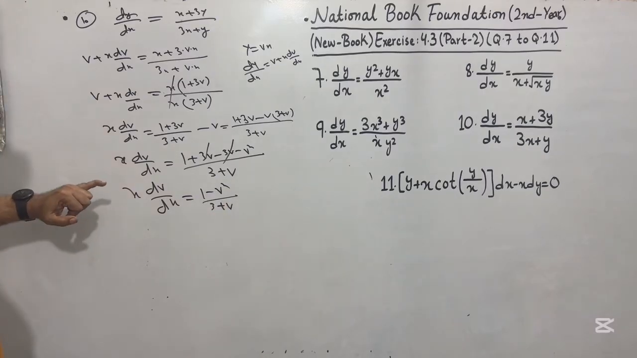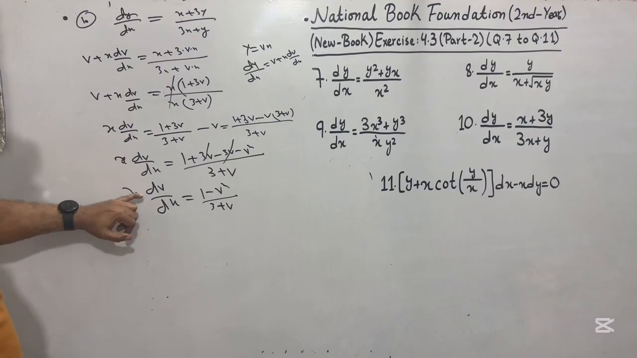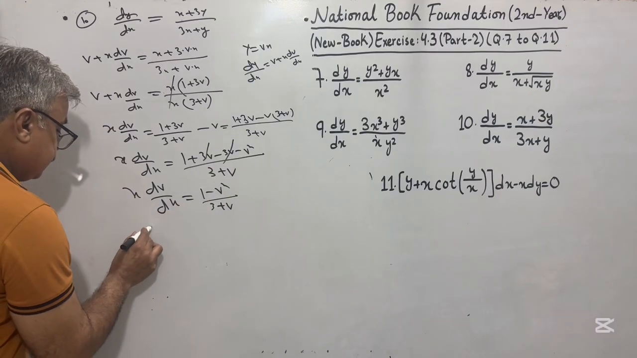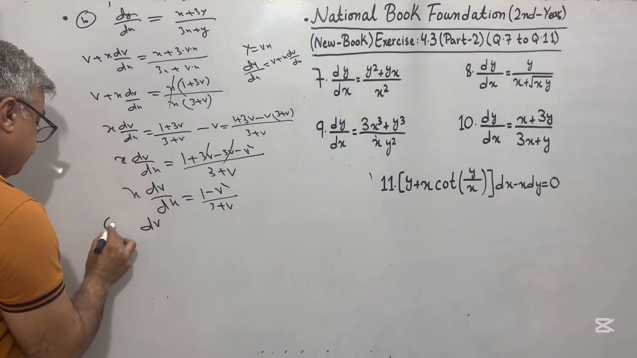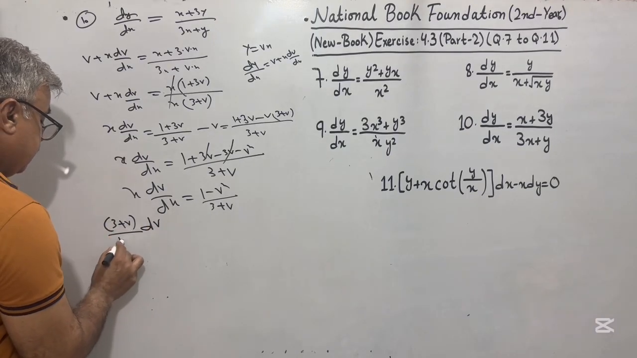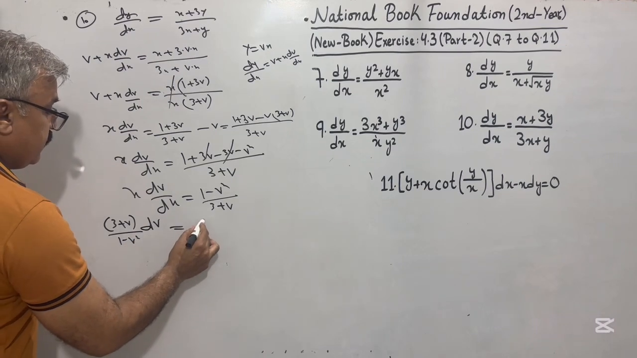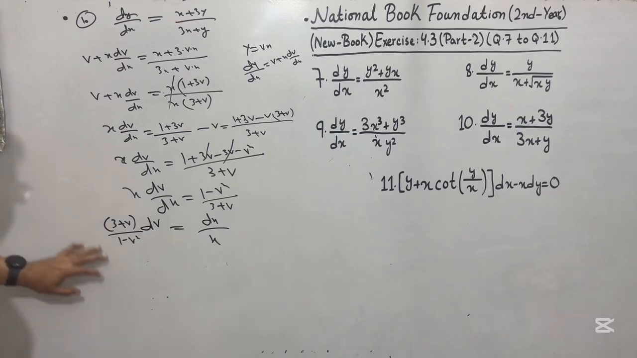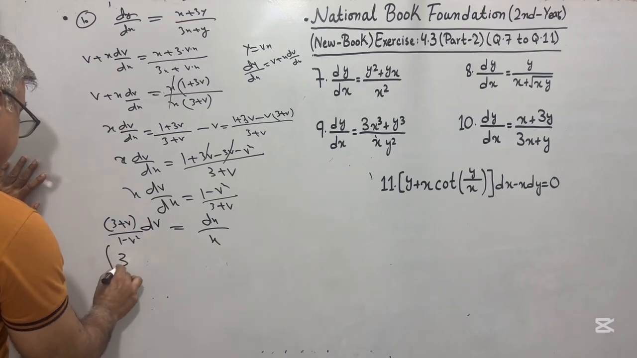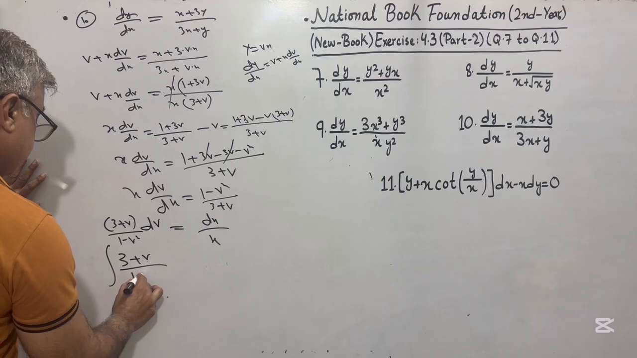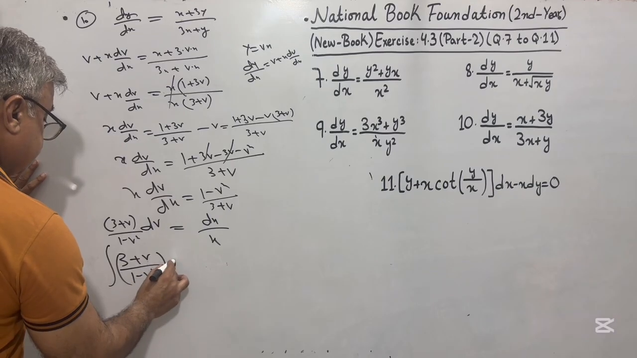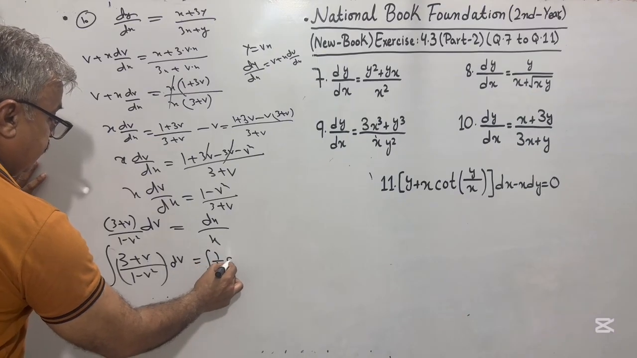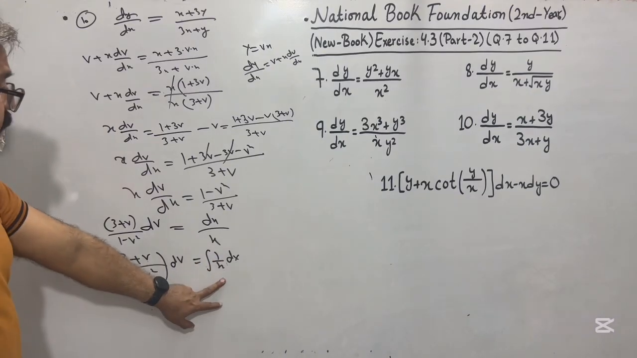Now we need neither dv in the denominator nor dx. dv is already in the numerator. Good. Shift dx here, dv suits v terms. It will become, mathematically, 3 plus v divided by 1 minus v square, and on the right hand side, dx over x. We are integrating with respect to independent variables: 3 plus v over 1 minus v square times dv is equal to 1 over x times dx. It is a simple case of ln.